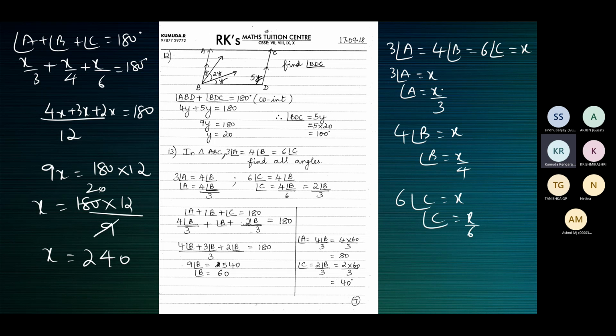What is angle A, children? X by 3, 240 by 3, 80 degrees. Yes or no? Yes, ma'am. Clear. 80 degrees. What is angle B? X by 4, 240 by 4, 60 degrees. What is angle C? X by 6, 240 by 6, 40 degrees. So you can do it like this also.